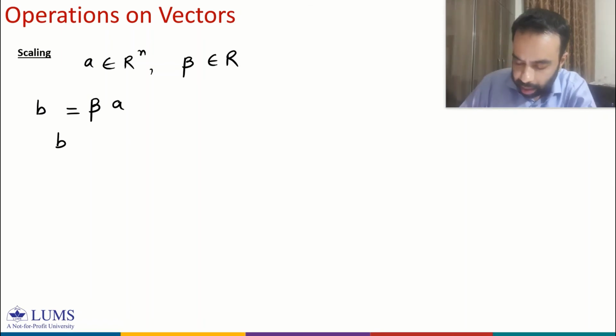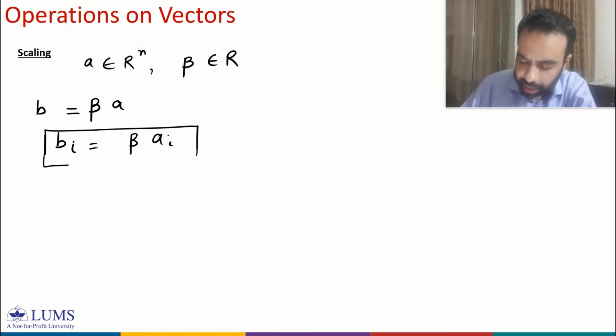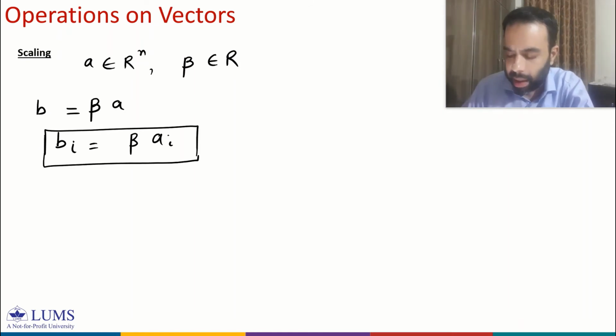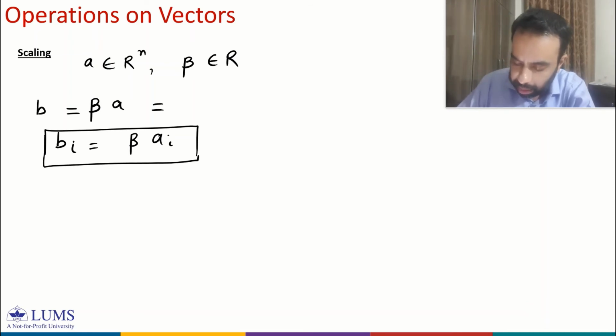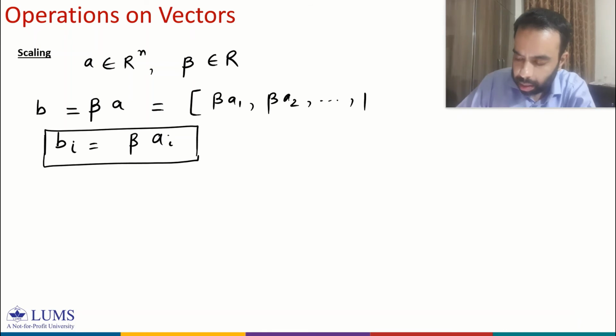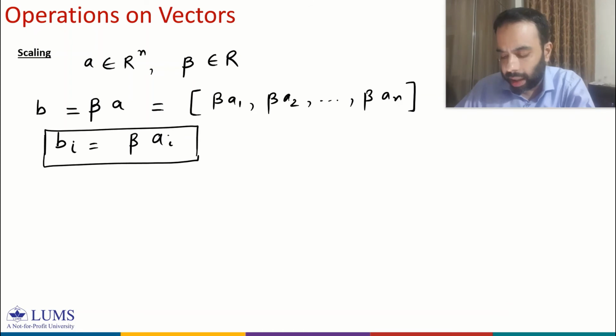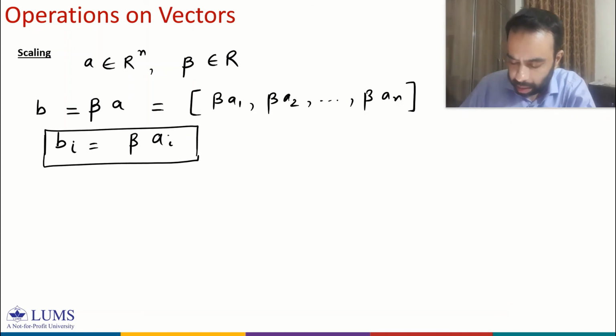So b is defined as: the ith entry of b is given by beta times the ith entry of a. We can say scaling of a vector by a scalar simply means each entry, each element of the vector is scaled by the same value. So beta times a is given by beta times a1, beta times a2, and beta times an. This is simply a scaling of a vector by a scalar.